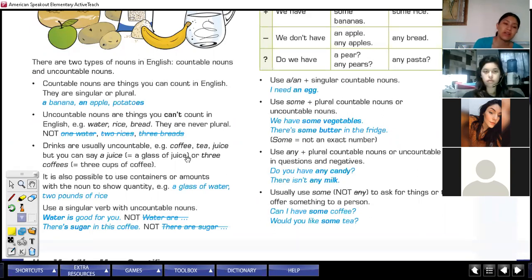Use a singular verb with uncountable nouns. Entonces, como es no contable y es algo que es igual tanto en singular como en plural, vamos a utilizar solamente el is. Water is good for you. There is sugar in this coffee. I'm not gonna say water are or there are sugar. I'm only going to use is with uncountable nouns, okay?